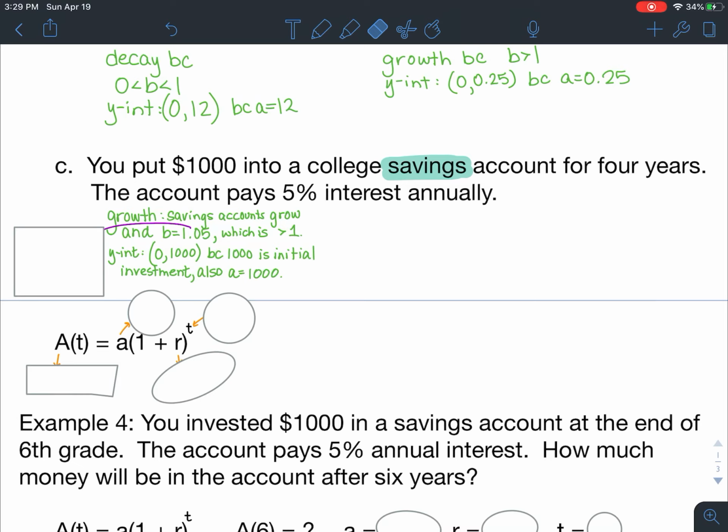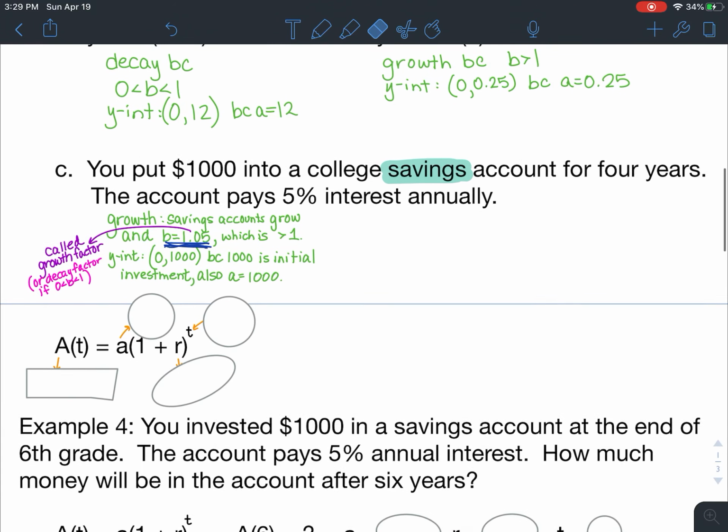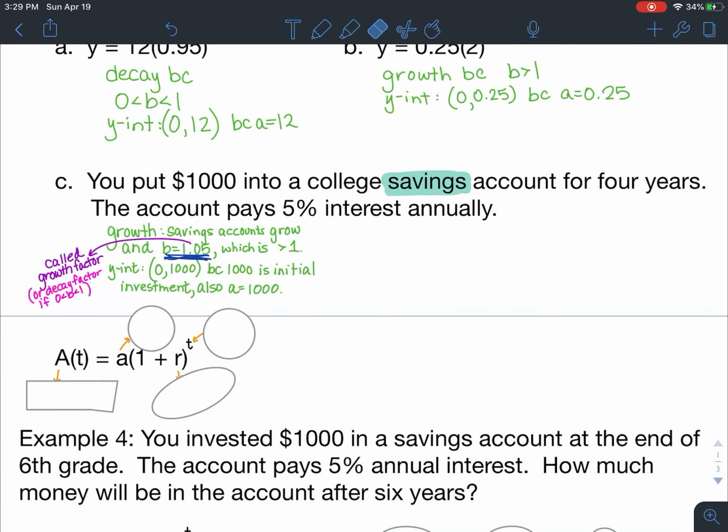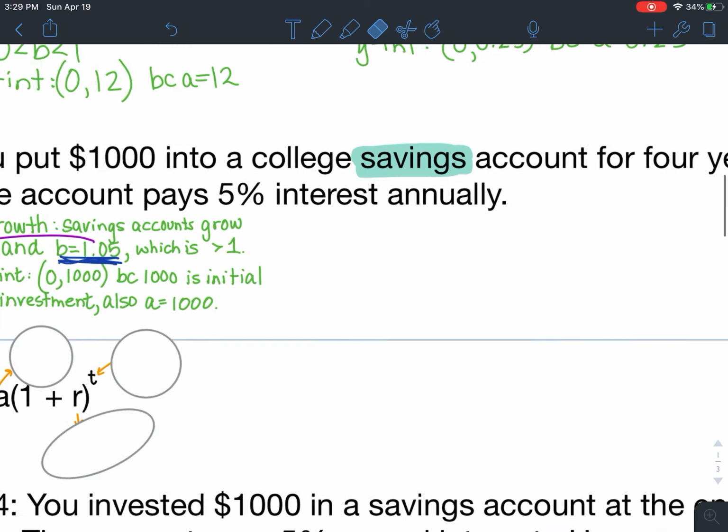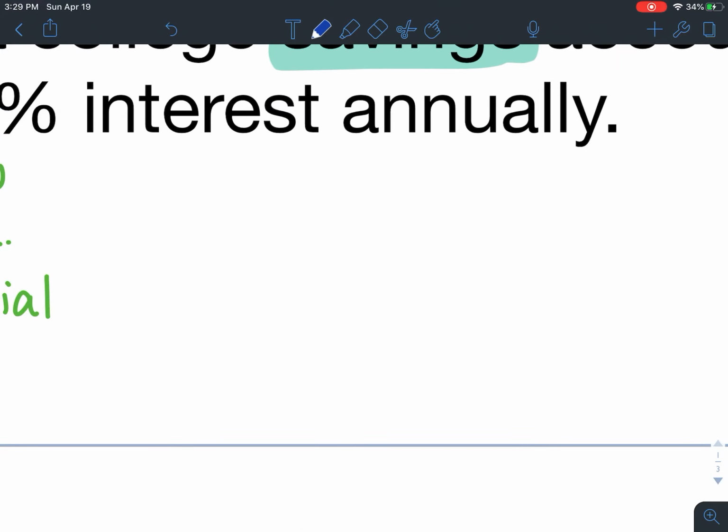Now there's this other thing over here I want to point out. Do you see how b is 1.05? That has a special name, and that's called the growth factor, or it would be called the decay factor. So the growth or decay factor, as opposed to the growth or decay rate, is either 1 plus or 1 minus. So let's write that over here. I didn't write it before, but I probably should have.